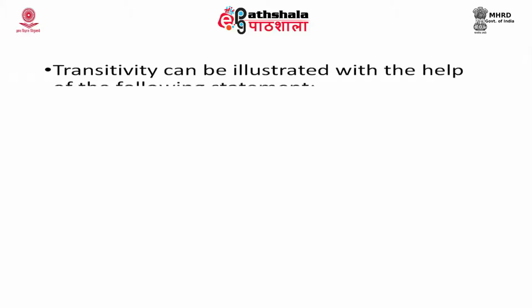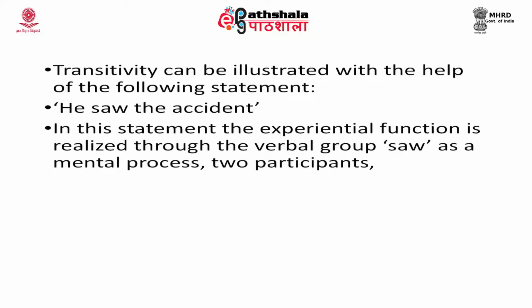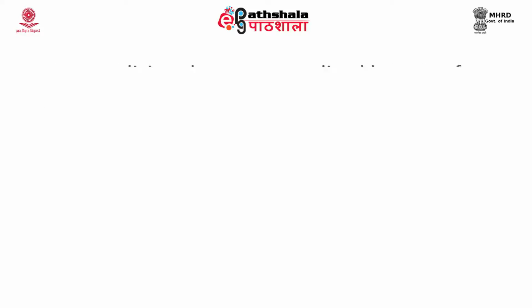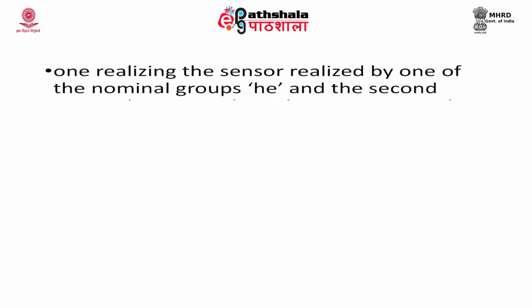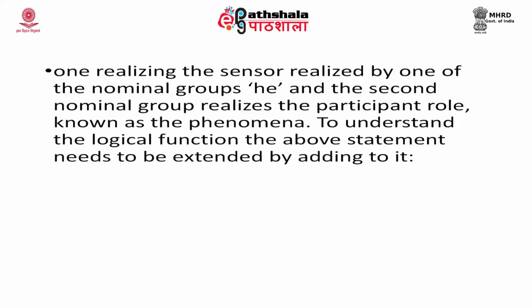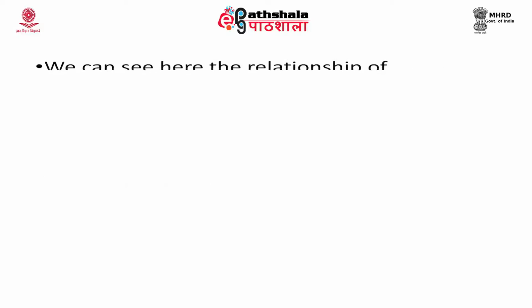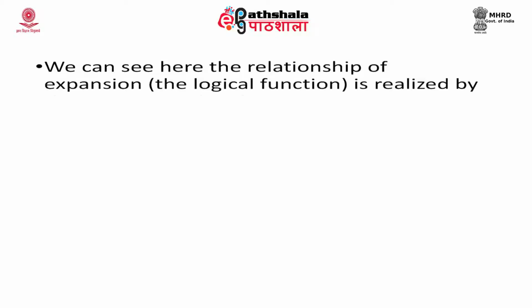Transitivity can be illustrated with the help of the following statement. He saw the accident. In this statement, the experiential function is realized through the verbal group saw as a mental process. Two participants: one realizing the sensor, realized by one of the nominal groups, he, and the second nominal group realizes the participant role known as the phenomenon. To understand the logical function, the above statement needs to be extended by adding to it, but disappointingly, he did not help her. We can see here the relationship of expansion. The logical function is realized by the lexical item but.